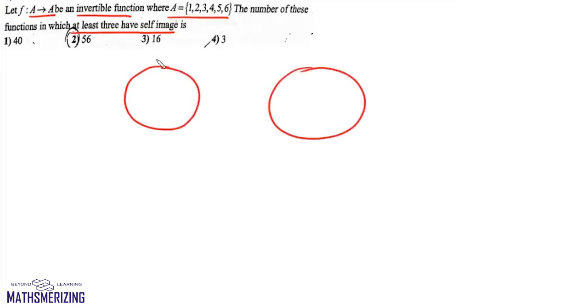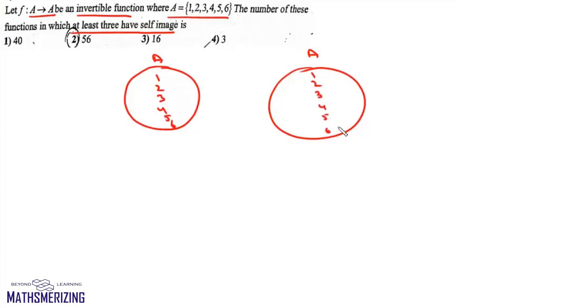Now here the question is, let f from A to A be an invertible function where A equals 1, 2, 3, 4, 5, 6. The number of these functions in which at least 3 have self-image. So we have this function defined from A to A. This is A and this is also A. So this is 1, 2, 3, 4, 5, 6, and this is also 1, 2, 3, 4, 5 and 6.